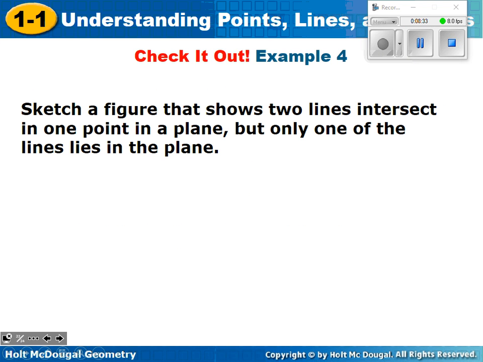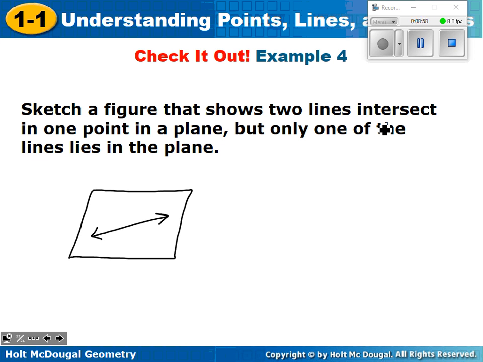All right, and then the last one, it wants you to sketch a figure that shows 2 lines that intersect, and they intersect in 1 point, and that 1 point is in the plane. But only one of the lines is in the plane. So the first thing you would need to do is draw yourself a plane. How many lines are in the plane? 1, so I would draw a line in the plane somewhere. That means it's solid, it's in that plane.